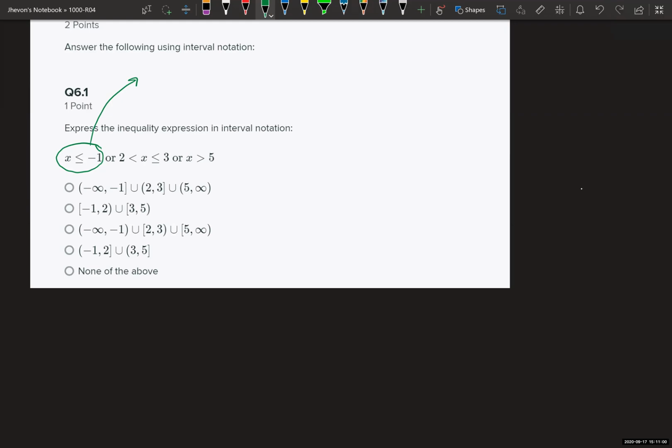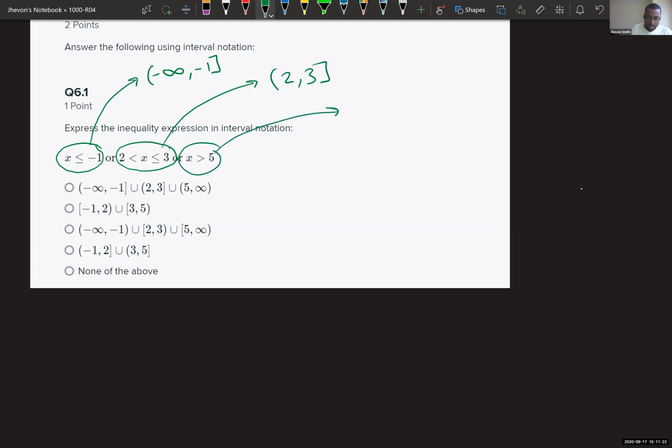Open parentheses, negative infinity, comma, -1, close bracket. And this one? Open parentheses, 2, comma, 3, close bracket. Oh, still bracket. And this one? Open parentheses, 5, comma, infinity, close parentheses. Yeah. And how do we use the or?